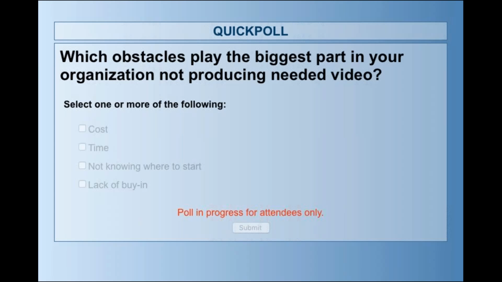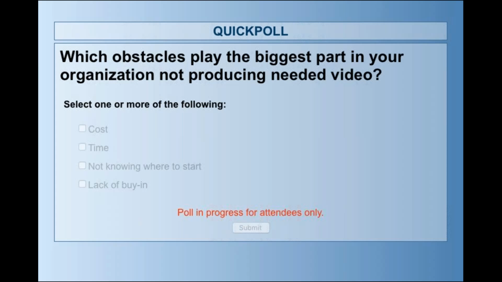These are really interesting. Cost is always a big concern for nonprofits, especially because you have to be able to prove that you're going to have a return on your investment. And based on the responses I'm getting right now, cost is definitely an obstacle for a lot of people. It also looks like not knowing where to start is a big concern.